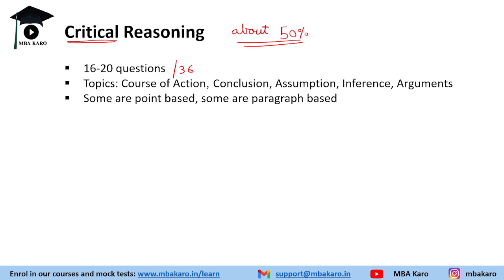And what are the topics asked in critical reasoning? You have questions on course of action, conclusion, assumptions, inference, arguments. So, course of action could be point based. They could give you some condition that something has happened and what should be the ideal course of action. So, you may have 2 points, you may have 3 points, you may even have 4 points given as courses of action, and you need to choose the right set of courses of action.